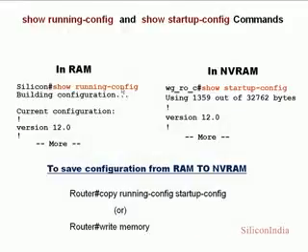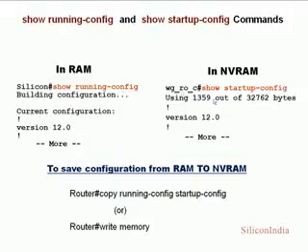Show startup config and show running config. So running config is stored in RAM. If you want to look into the configuration that is stored in RAM, you will issue show running-config. That will give you whatever current configuration is present in the RAM on the router, whereas show startup config will show you whatever configuration is stored in the NVRAM.